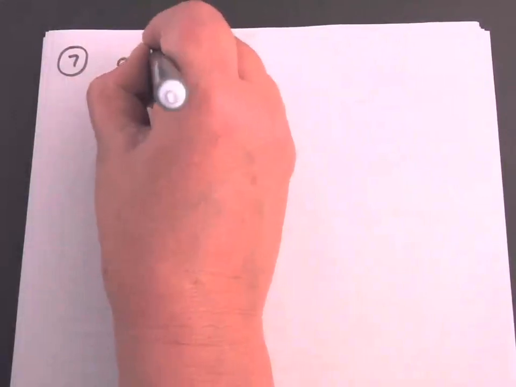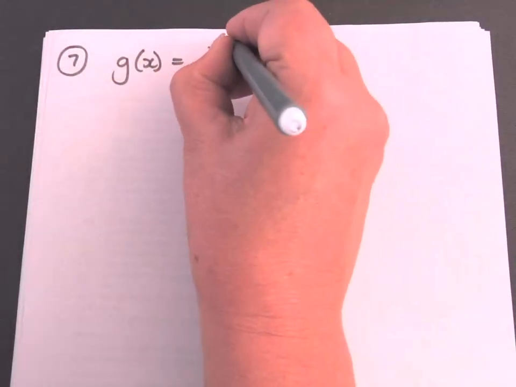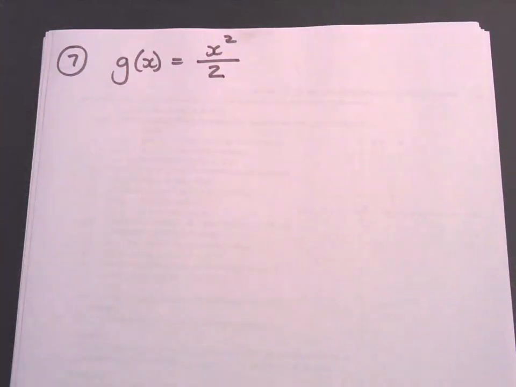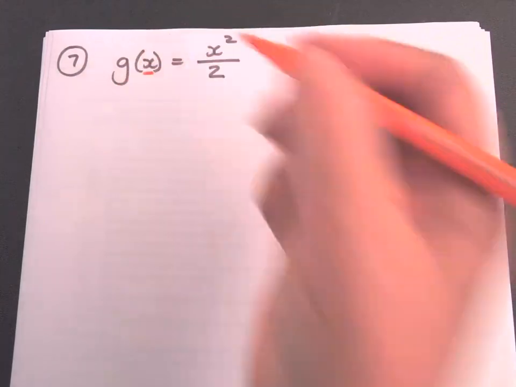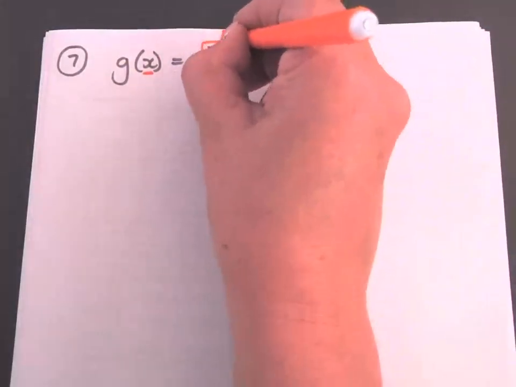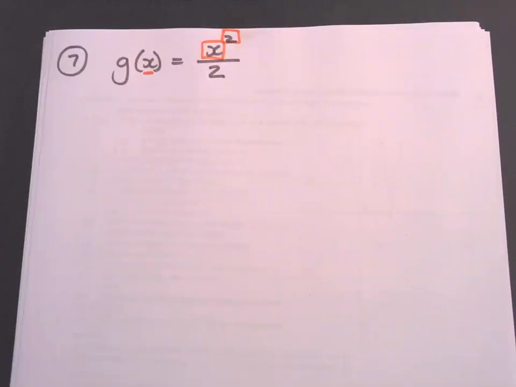Example number 7. g(x) equals x squared over 2. Now I need to write my 3 boxes. I'm working with x, so it will be x to the power of 2, but what will the coefficient be?